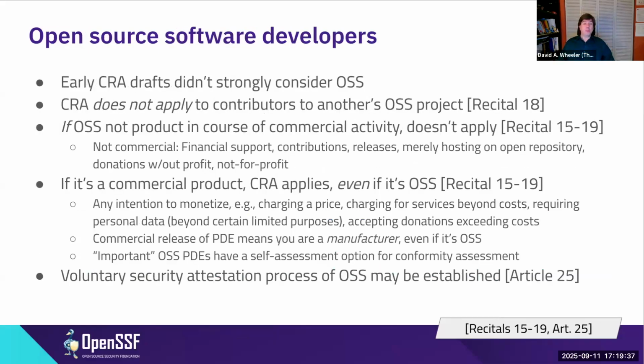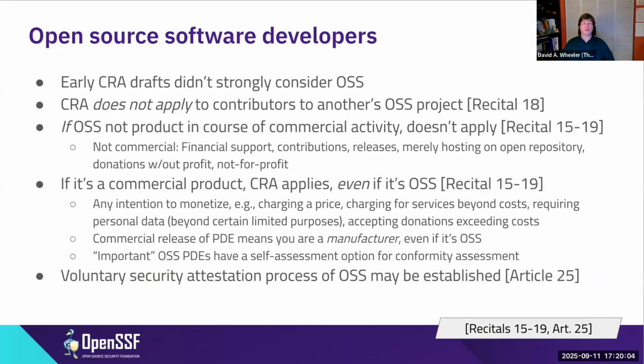All right, open source software developers. The early CRA drafts didn't strongly consider it. The CRA itself doesn't define open source software developers as a role, but because of the broader text and what it does, it ends up having requirements on it. And the key thing here is that the CRA does not apply to contributors to another open source software project. You contribute to somebody else's project, no matter what, the CRA is not applying to you. If anything, it's applying to the project.